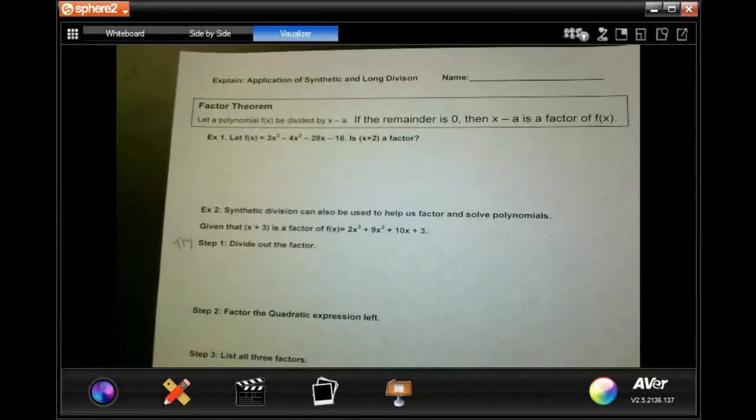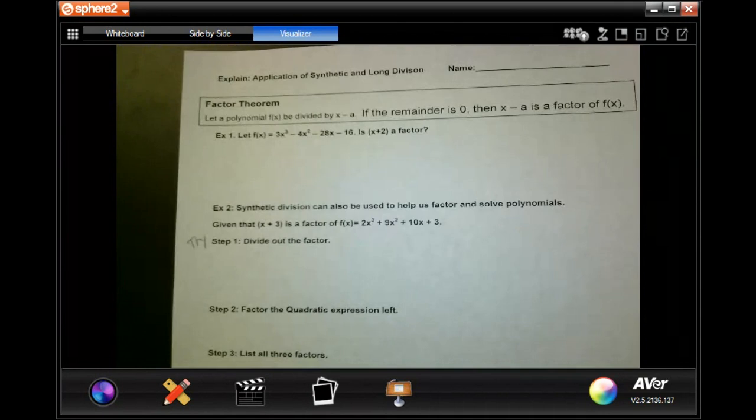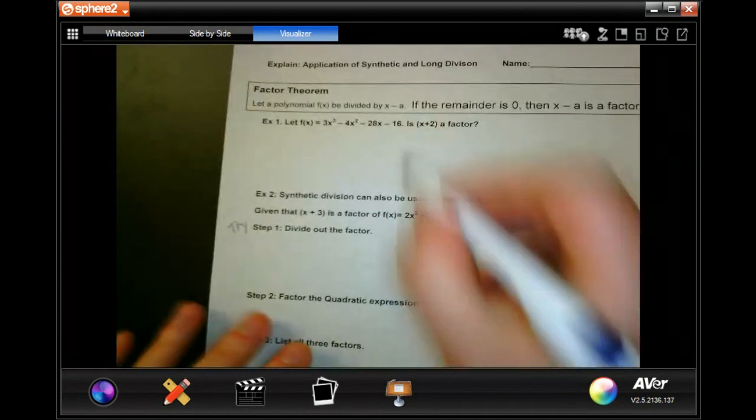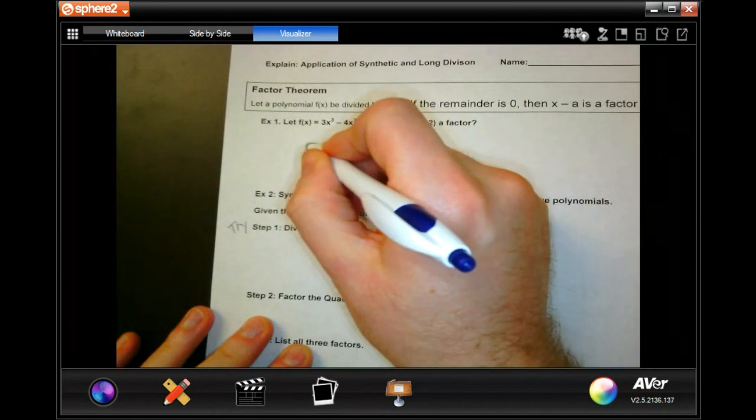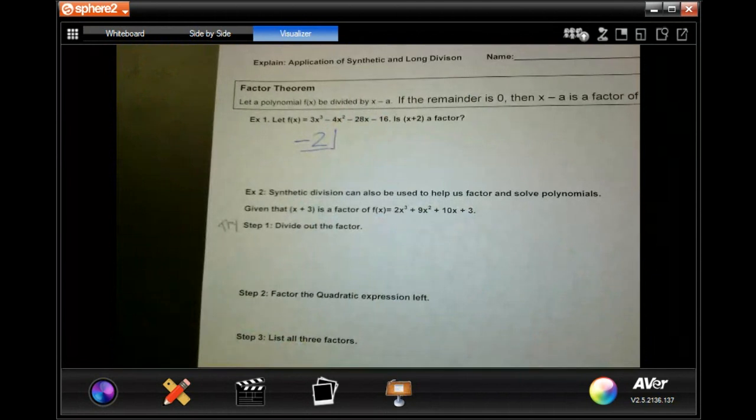Okay, this linear expression, I should say, is going to be a factor. So let's see if x plus 2 is a factor. What are we looking for to see if x plus 2 is a factor? We're looking to see if there's no remainder, or remainder of 0. Okay. So this is x plus 2. So what am I going to have in my box? I'm going to have negative 2. All right. So go to it. Use synthetic division and see if x plus 2 is a factor. Take a minute. Go.